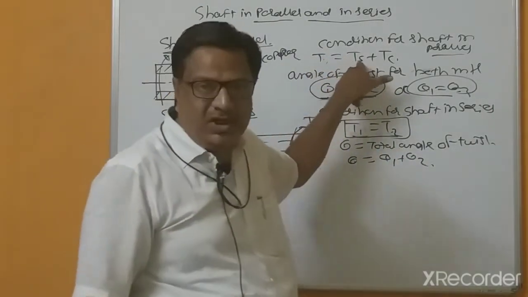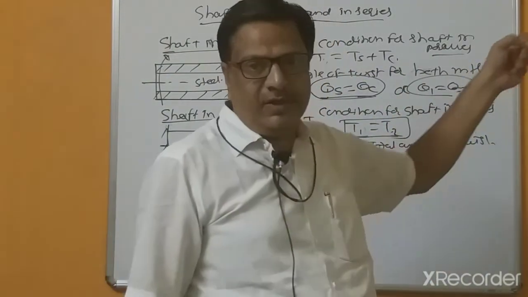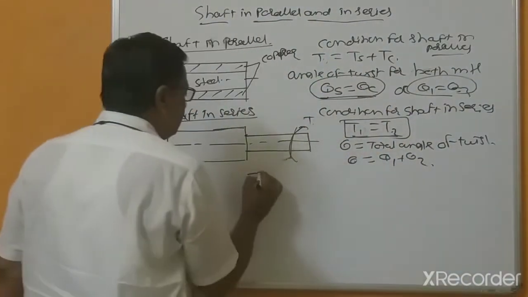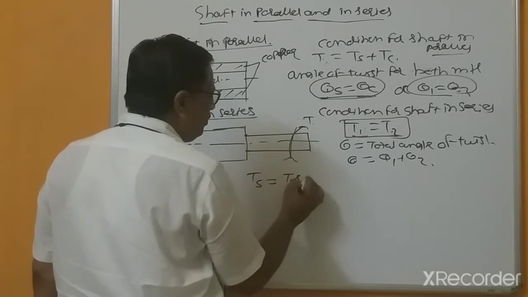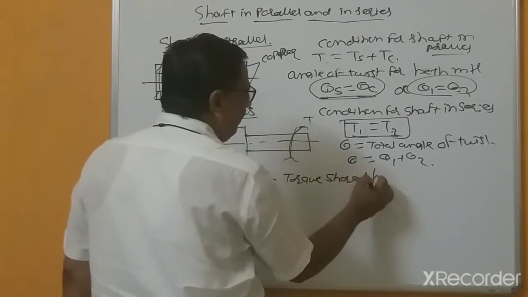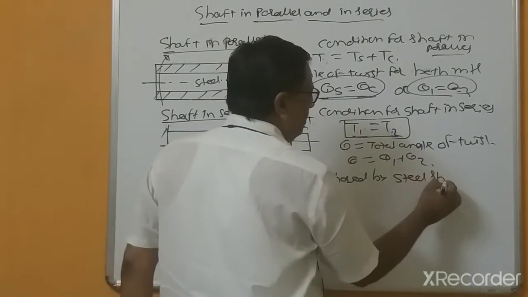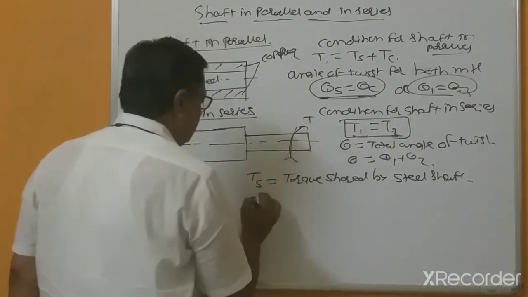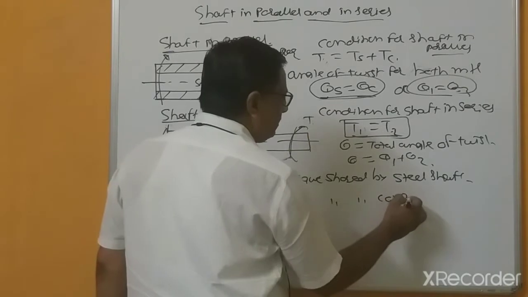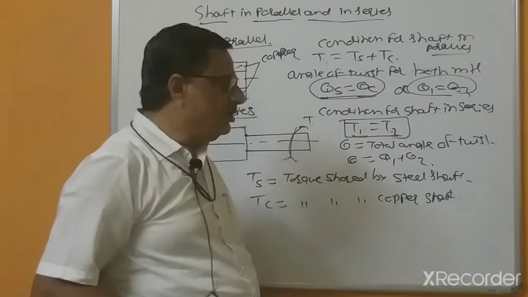So Ts is the torque shared by the steel shaft, and Tc is the torque shared by the copper shaft. This may be hollow or this may be rigid.